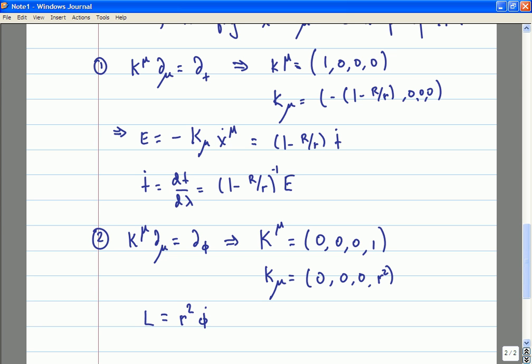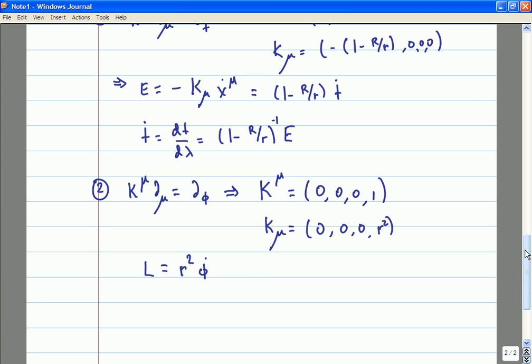Hopefully, those of you who have not completely forgotten the Kepler problem in mechanics will see that that formula is somewhat familiar. It's exactly the usual formula for the angular momentum in the z direction of a Keplerian orbit which lies in the xy plane. Is that hopefully familiar to some of you at least? It allows you to solve for phi dot in terms of r. Phi dot will be L over r squared, where L, like E, is a constant of motion.